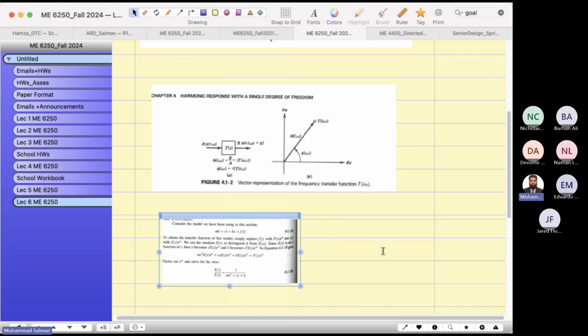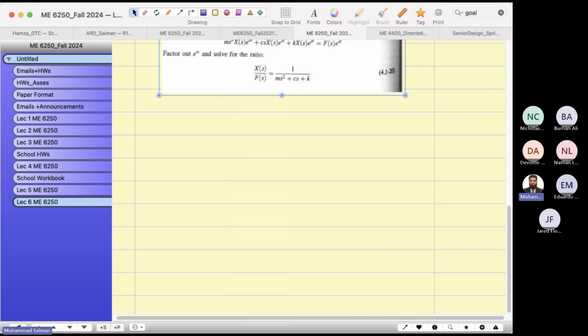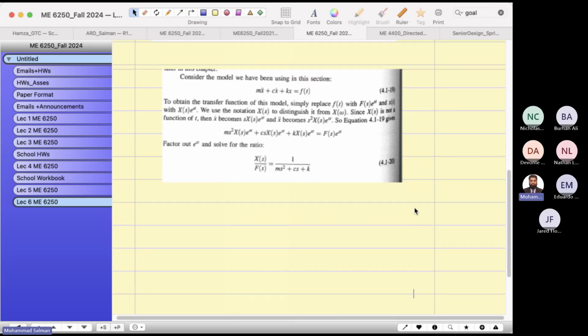For example, this is a mass spring damper system, and this is the transfer function for that. So the transfer function is the output over input, in the Laplace domain. So please note it down.